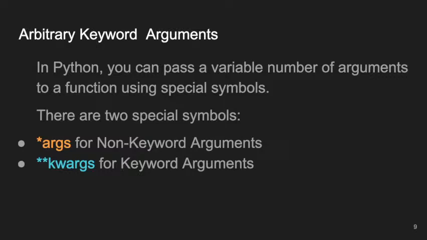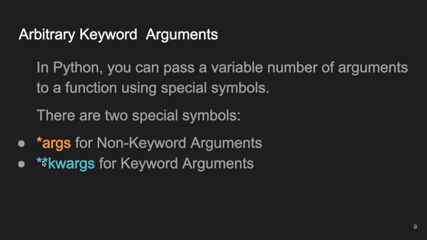Okay. So we have here another type of argument you can pass to the function. Actually, two types. You can have non-keyword arguments and then keyword arguments with this notation. The non-keyword, if you put this special symbol, just one star, then you can have a number of arguments you can pass with just this notation. So you don't need to list them one after the other. We'll soon see an example.